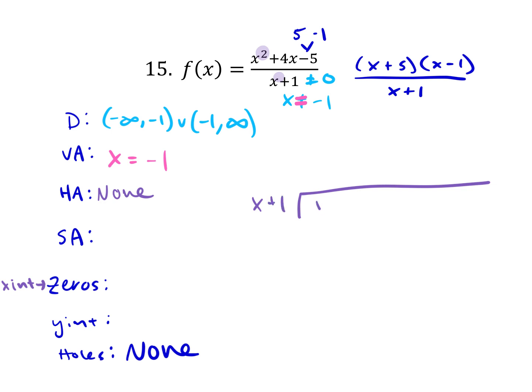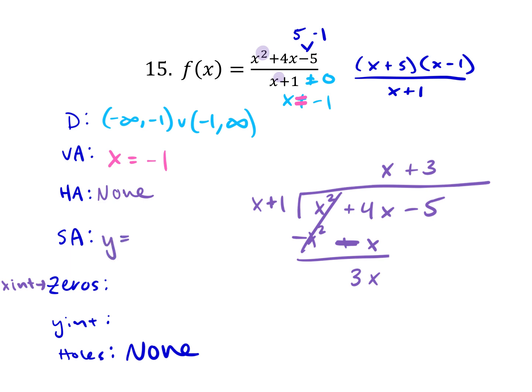This one you can do synthetic division. Just make sure you're putting -1 on the outside because you have to flip the sign. So we have x, we get x squared plus x, change the signs and combine. X squareds cancel, this would be 3x. 3x divided by x would be 3. Do we need to keep going? No. Once you have your x and your constant, that's your slant asymptote. So our slant asymptote would be y equals x plus 3.